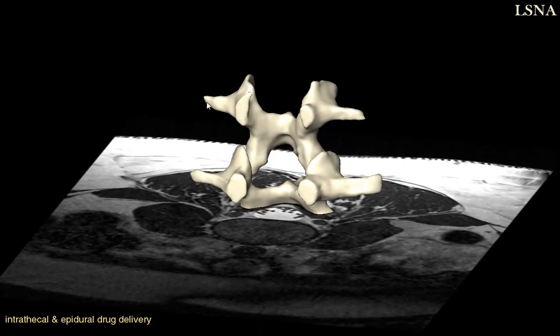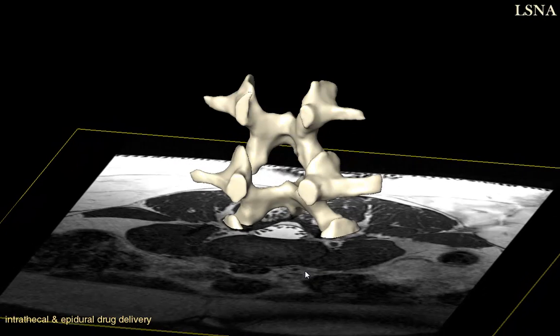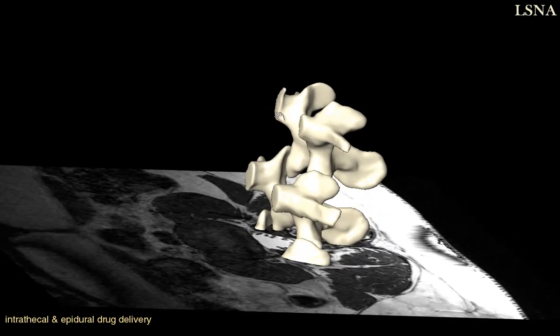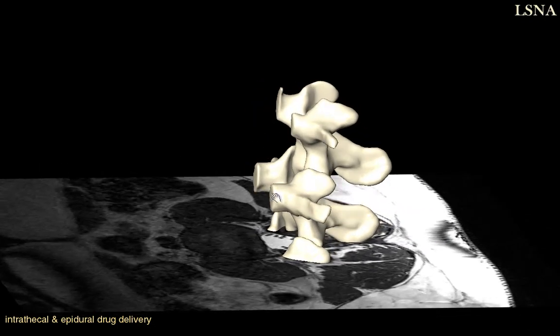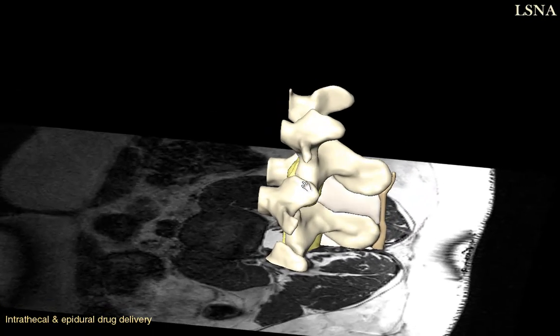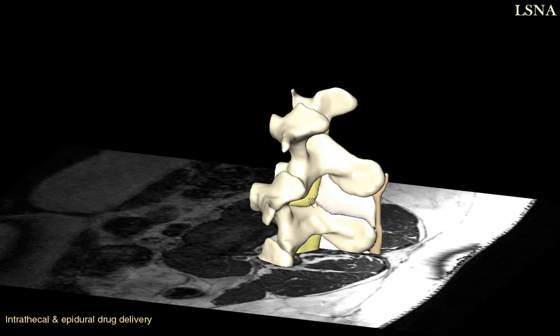This kind of three-dimensional models has been used by our group to design a system for intrathecal and epidural drug delivery simulation. The system should display the posterior vertebral arc and the different ligaments described previously.